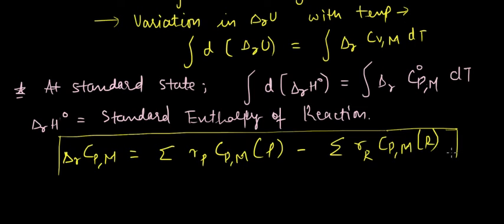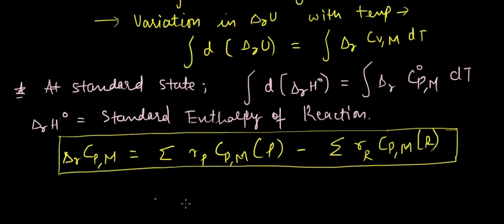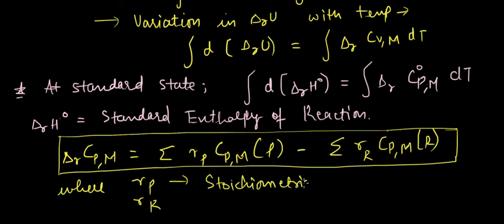where nP and nR are the stoichiometric coefficients of products and reactants respectively. nP is the stoichiometric coefficient of products and nR is the stoichiometric coefficient of reactants.